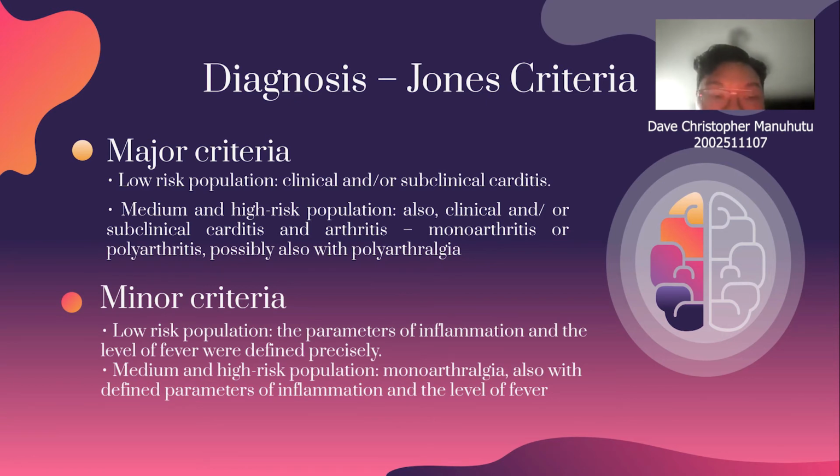And in minor criteria, in low risk population, the parameters of inflammation and the level of fever were defined precisely. And in medium and high risk population, we consider the monoarthralgia, also with defined parameters of inflammation and the level of fever. That's all from diagnosis of Jones criteria. That will continue by my friend.